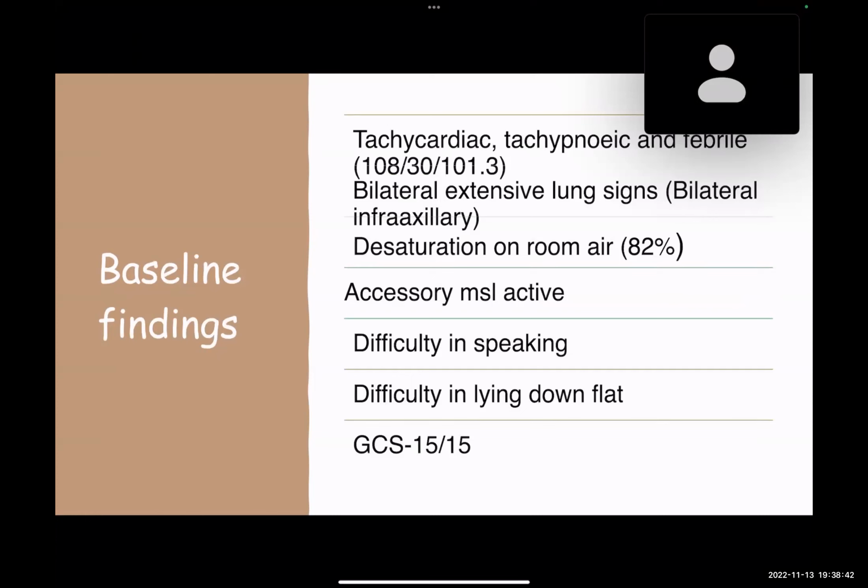On baseline findings, on examination, he was tachycardic with a heart rate of 108 beats per minute, tachypneic with a respiratory rate of 30 breaths per minute, and febrile with a temperature of 101.3 degrees Fahrenheit. He had bilateral extensive lung signs. He desaturated on room air with a saturation of 82%, was using accessory muscles of respiration. He had difficulty in speaking as well as lying down flat. His GCS was 15 by 15.